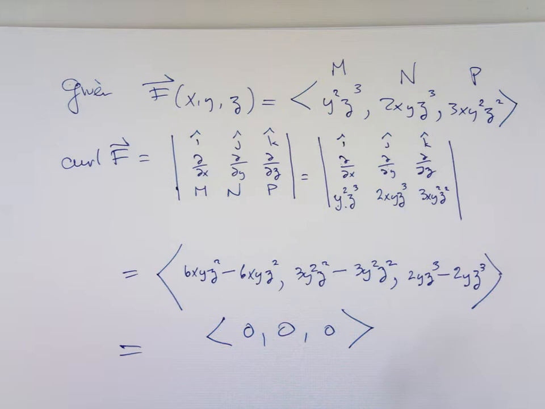It's the 0 vector. That vector field is said to be irrotational. The field is conservative. Why is it conservative? Because the curl is 0. As long as this curl comes out 0, it's conservative.